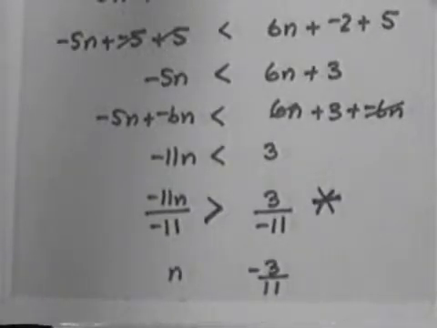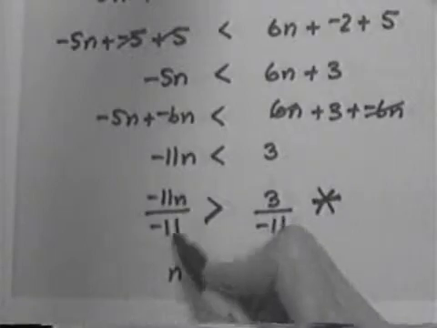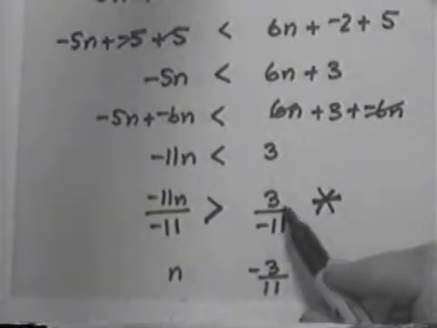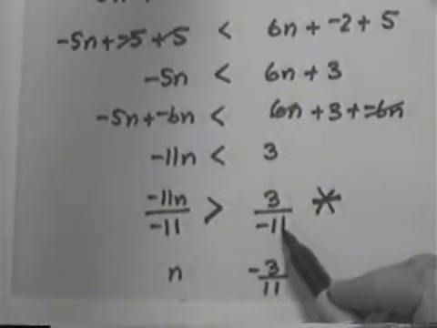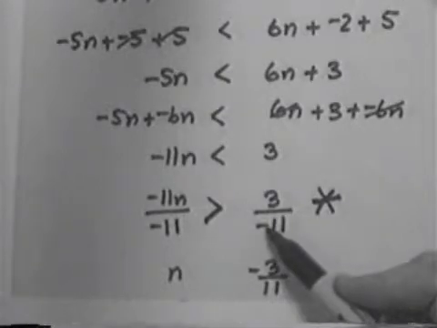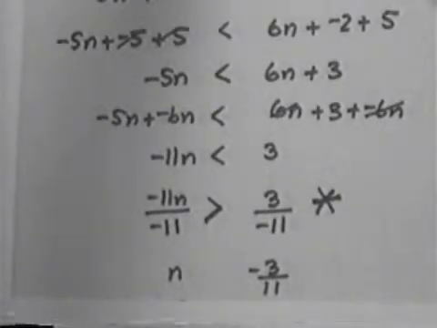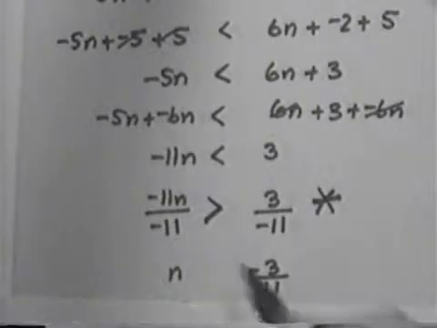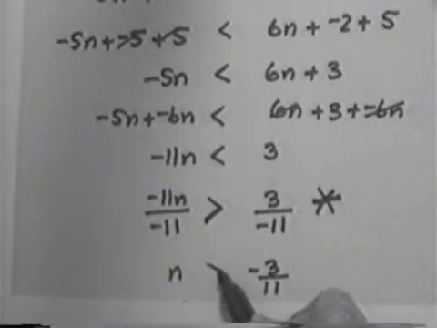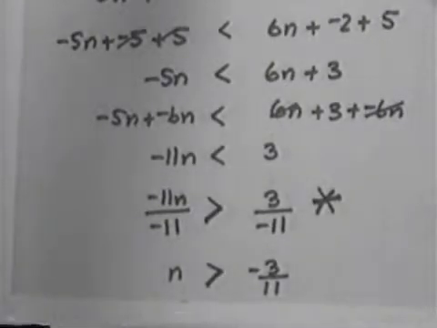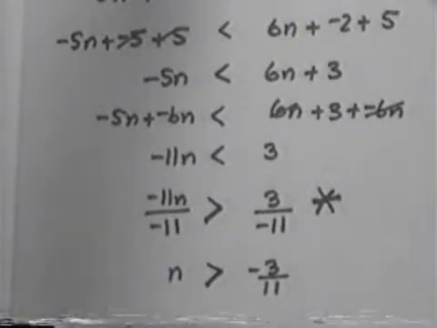Now we do the canceling. Negative 11 and negative 11 will cancel, leaving us with n. 3 over negative 11 cannot be reduced, but remember that we like for the minus sign in a negative fraction to be written in the numerator. And so we write n on the left and negative 3/11 on the right. The inequality symbol is unchanged because all we've done is simplify. And so we've come up with n is greater than negative 3/11.